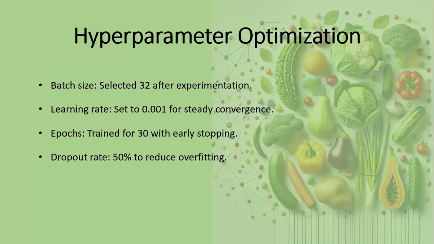When it comes to hyperparameter optimization, for the batch size, I experimented with values 16, 32, 48, and 64, selecting 32 as optimal. For the learning rate, I set 0.001 for the Adam optimizer to ensure steady convergence. I trained for 20 epochs with early stopping to monitor validation loss, and set dropout at 50% to mitigate overfitting and improve generalization. The tuning process yielded an effective balance between training and validation accuracy.